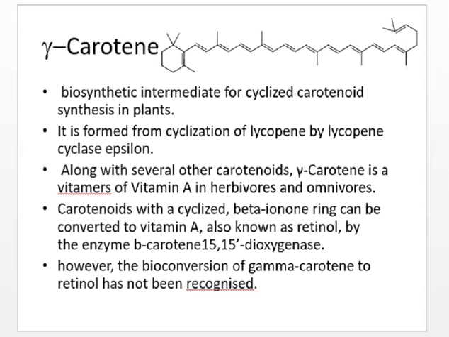In herbivores and omnivores, carotenoids with an unsubstituted beta-ionone ring can be converted to vitamin A, also known as retinol, by the enzyme beta-carotene 15,15' oxygenase. However, the bioconversion of gamma-carotene to retinol has not been recognized.